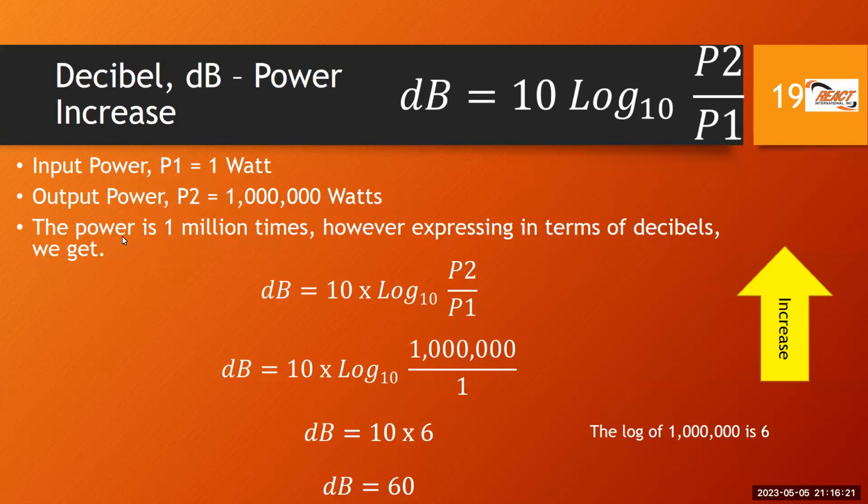Okay. So let's do this calculation quickly here and we'll do the reverse. So the power output is of course 1 million times. But when we want to express it in terms of decibels, let's use our trusty decibel formula. Decibel is equal to 10 multiplied by the logarithm of P2 over P1. We know what P2 is, we know what P1 is. P2 is the output power, which is 1 million, so we put 1 million in the numerator. P1 is 1 watt, so we put 1 in the denominator. So that's 1 million over 1.